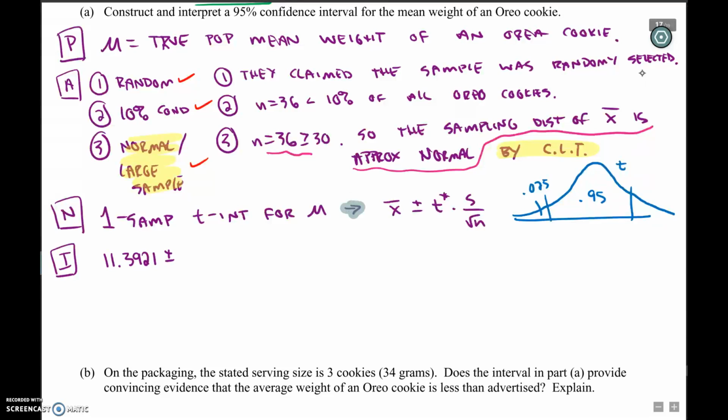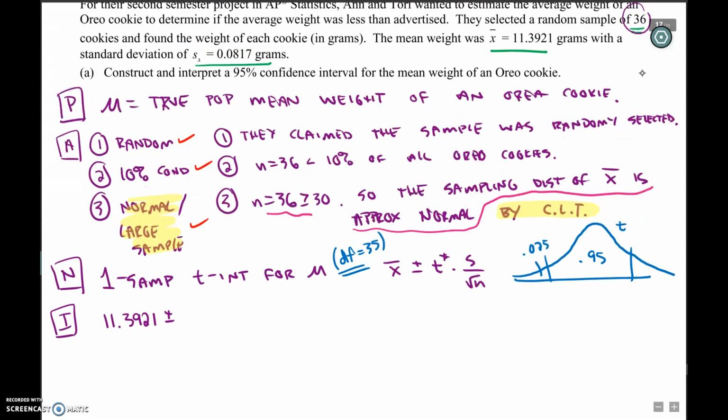Actually, I forgot here, sometimes we say with 35 degrees of freedom. Dang it, normally I put that in here. Degrees of freedom equals 35. At some point, somewhere on your paper, you need to say how many degrees of freedom there are. Remember, it's n minus 1, so the degrees of freedom is 36 minus 1, or 35. So this is a T with 35 degrees of freedom.